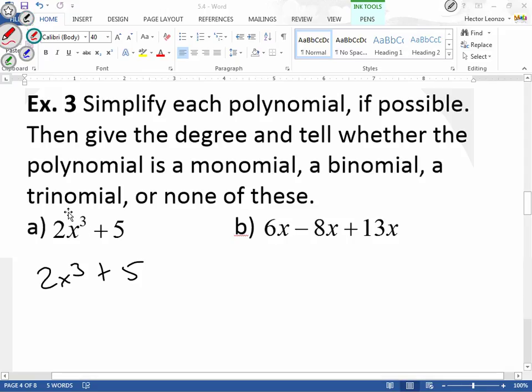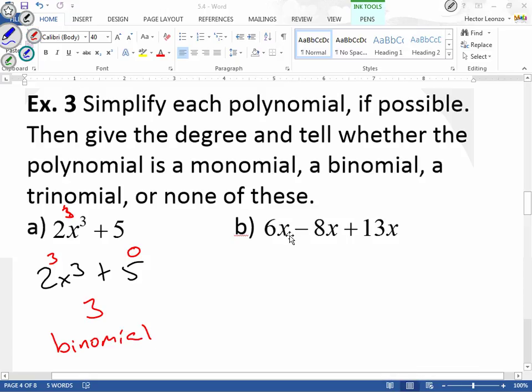When I'm looking at the degrees, I know the first term here, the degree is 3. Or actually, let me take a look at it here. The degree is 3, and here the degree is 0. So the degree of the polynomial is 3 because it's the biggest degree there. And there are two terms, so I'm going to call this binomial.